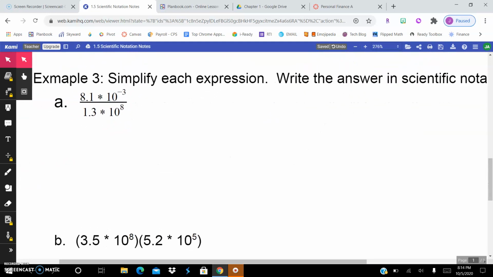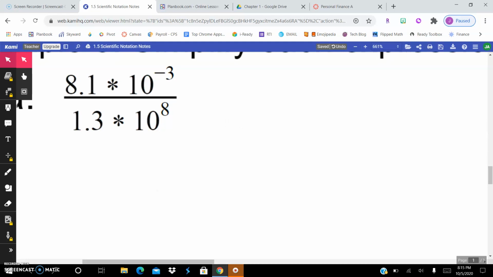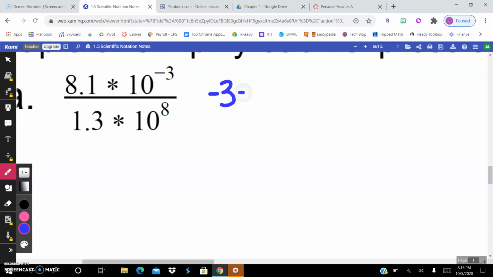All right, example 3, simplify each expression, write the answer in scientific notation. We're going to use those rules that we talked about yesterday to simplify this. So we're dividing two different scientific notation numbers, and we have 10 to exponents. So we have a base of 10 raised to exponents, and we're dividing. So the rule is we're going to subtract those exponents. So we're actually going to have to do negative 3 minus 8. So we're going to have 10 to the negative 11th power.